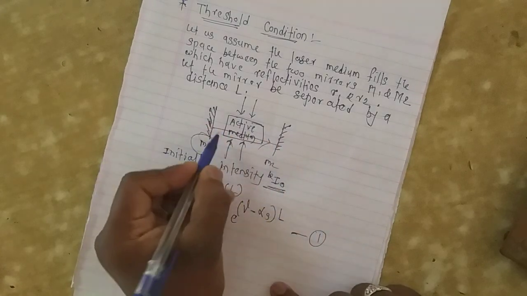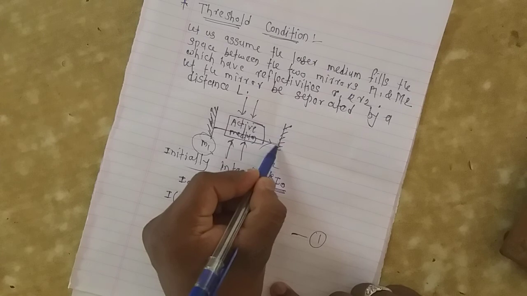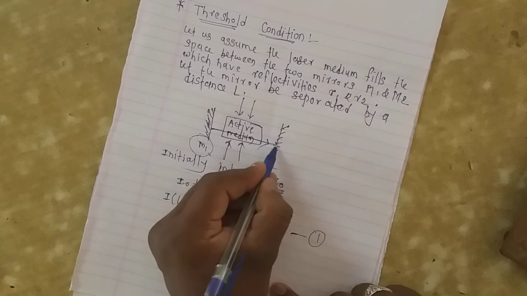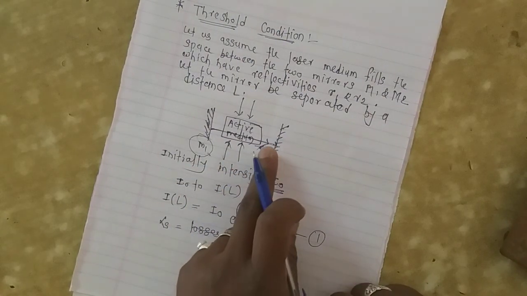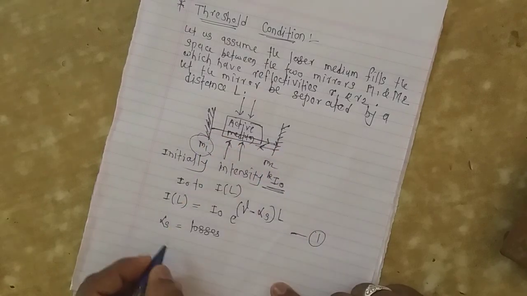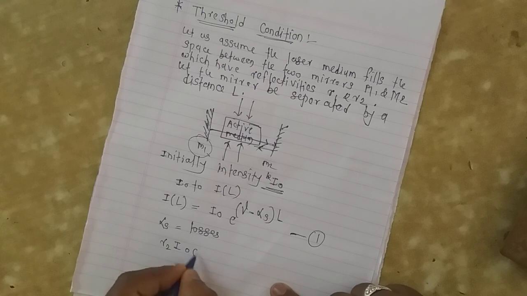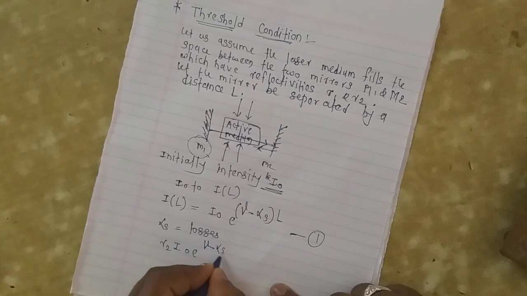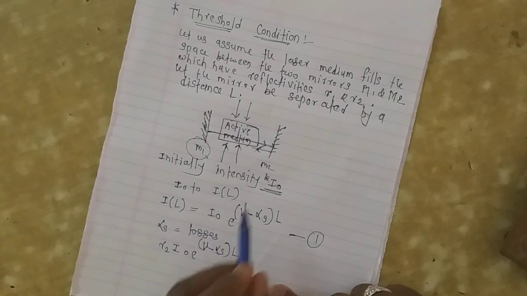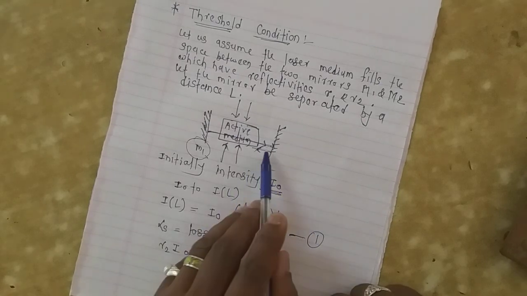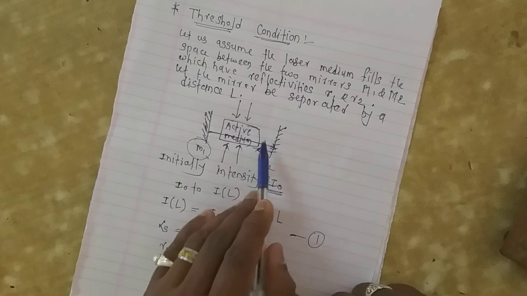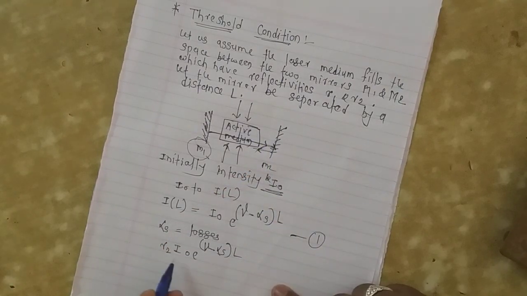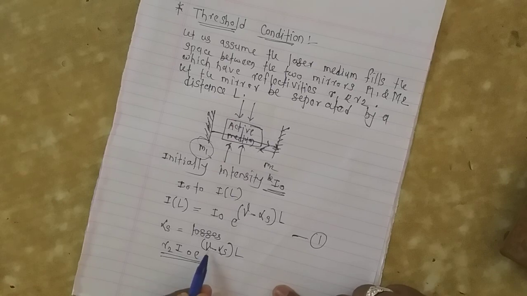Then, after reflection at M2, which is the partial reflector, the light is reflected back, and the beam intensity will be R2 I0 e^((gamma minus alpha_s) L), completing the trip.